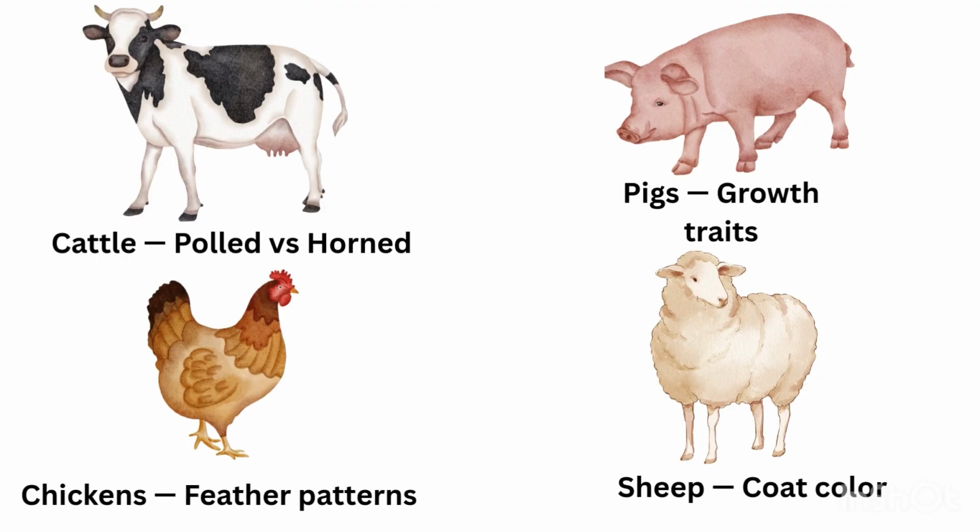In pigs, genetics influences growth rate, muscle development, and body composition. Some pigs grow faster and develop more muscle than others. Farmers use this information to select pigs that will be more efficient and produce higher quality meat. All these examples show how important genetics is in determining the traits of farm animals and how it is used in real life breeding decisions.